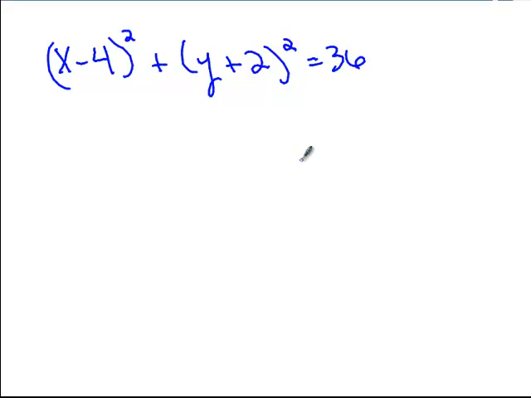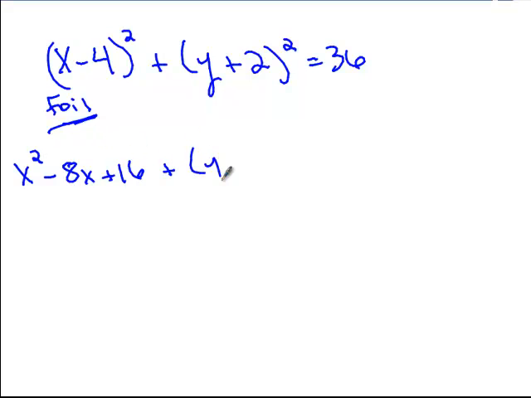Now this is what I want you to watch. I can take this and I can move it into y equals and graph it on a graphing calculator. The way that I do that is I want to FOIL this out and get rid of this squared problem. So I'm going to take x squared minus 8x plus 16. You can FOIL that and check my math. Plus y plus 2 squared equals 36.